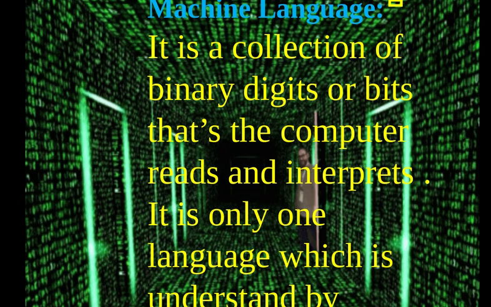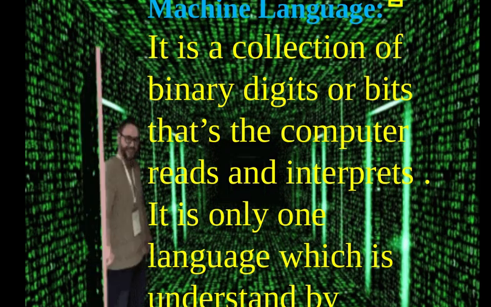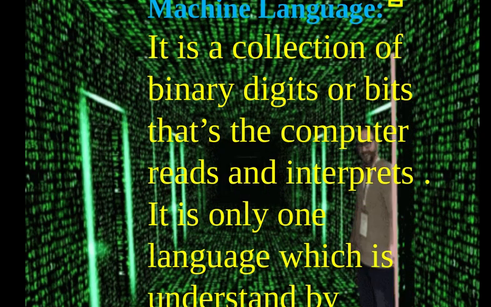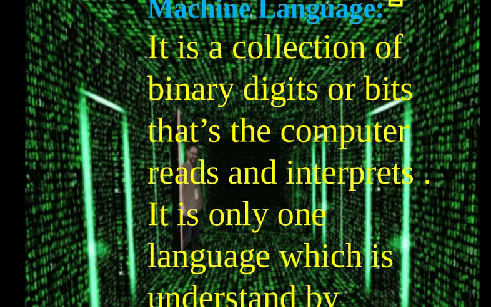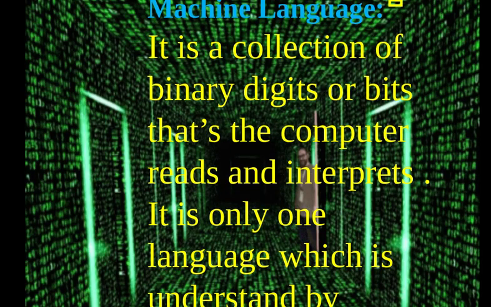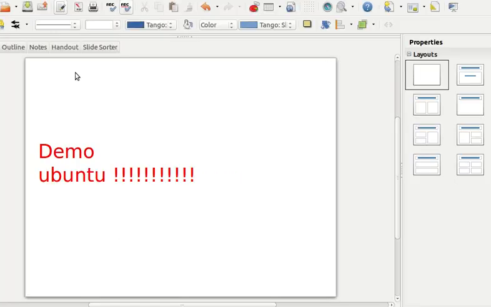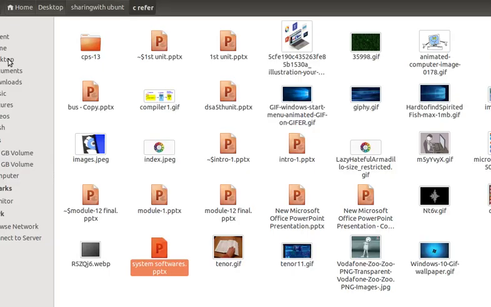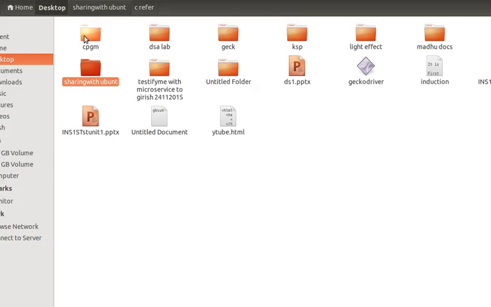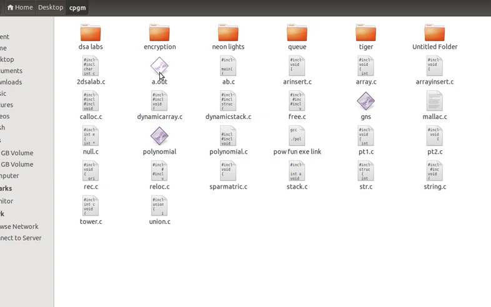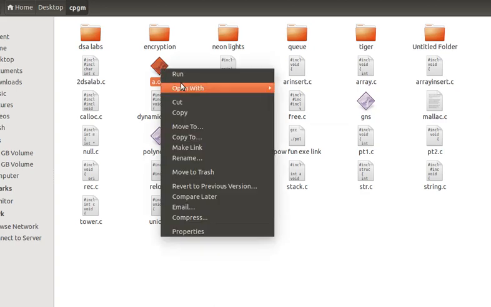So remember always, machine level language means 0 and 1, or binary digits, or bits we can call. Now if you want to see this machine level language, I will give a demo. Suppose on my laptop, I have a C program. Here this is a binary file. Here I want to show this binary file.